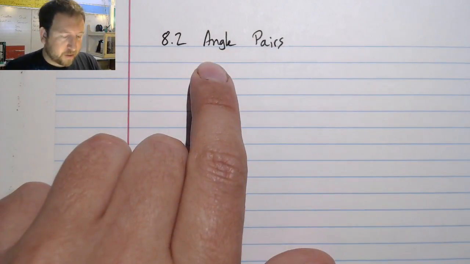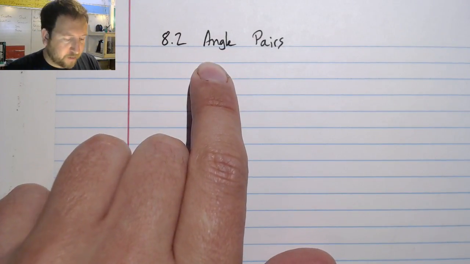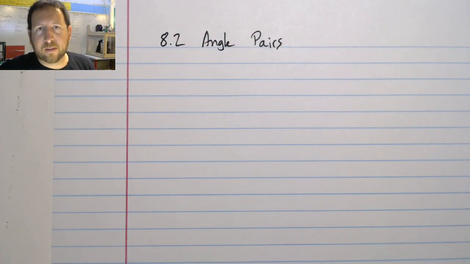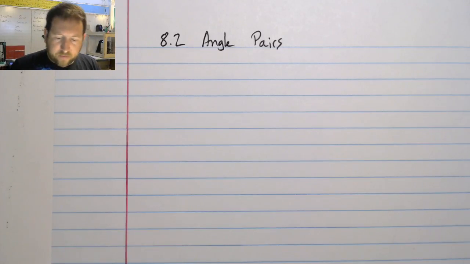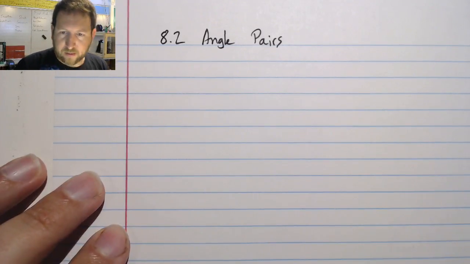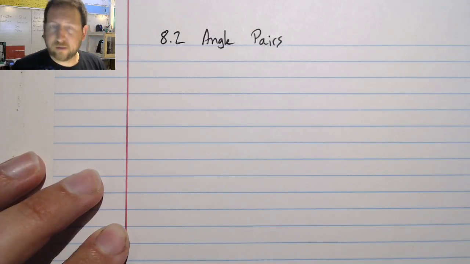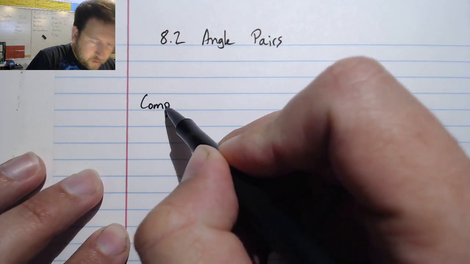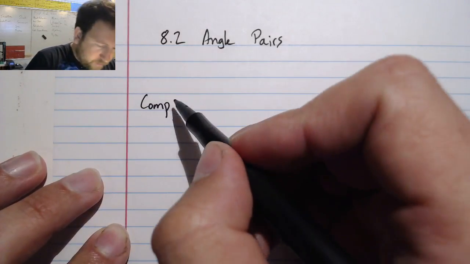All right, I want to go to section 8.2, and this is about angle pairs. Angle pairs are similar to the angles that we were talking about last time, but we have two specific styles that we can talk about. We have complementary angles and supplementary angles. I want to make sure to spell these right.